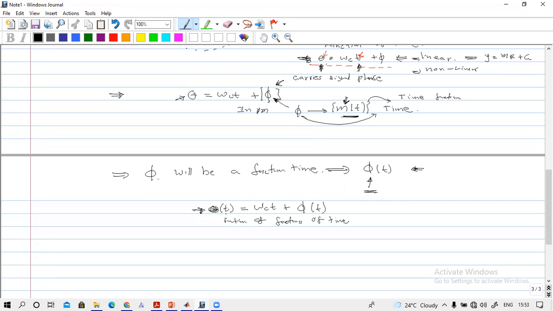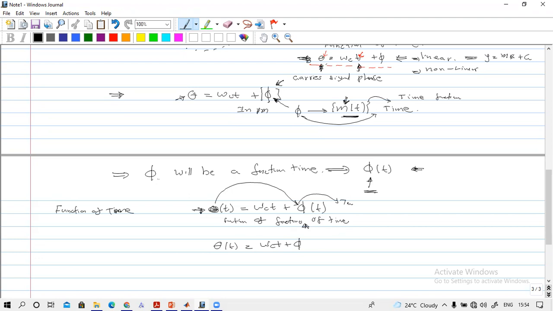This angle theta, initially, is a function of time. Now it is a function of another function, that is phi(t), and this phi(t) is a function of time. So theta(t) becomes a function of a function of time.